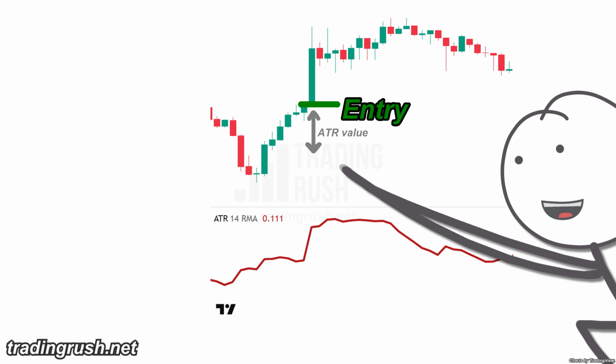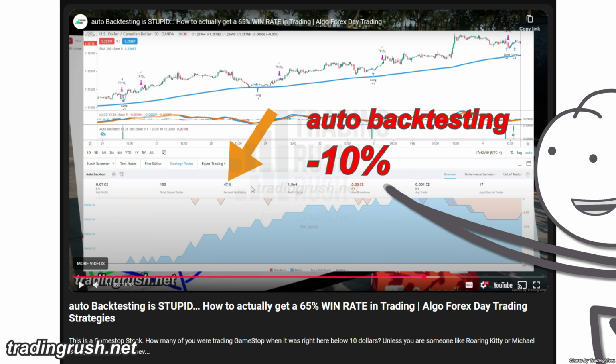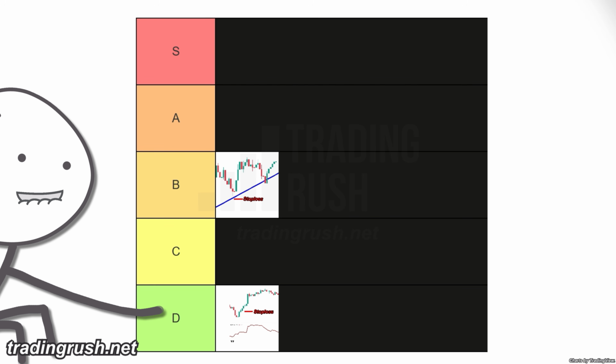The only time I have done this is during backtesting with code. In fact, we even have backtesting data on the Trading Rush channel that says adding an ATR stop loss directly to the entry price gets a much lower win rate. So, I will put directly using ATR stop loss in the D tier.